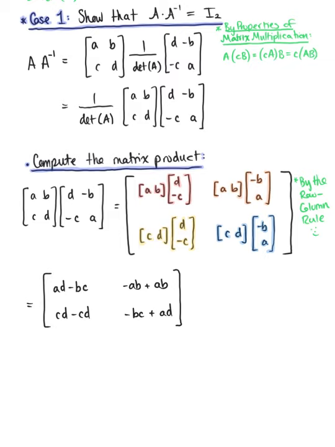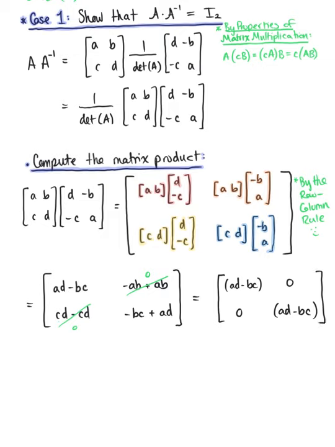And look at this beautiful cancellation. We have minus AB plus AB goes to 0. And then we have CD minus CD also goes to 0. So we are left with the 2 by 2 matrix: AD minus BC, 0, 0, AD minus BC.